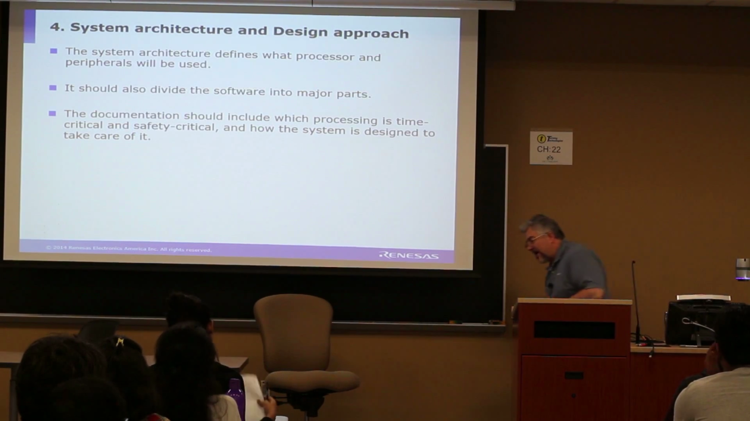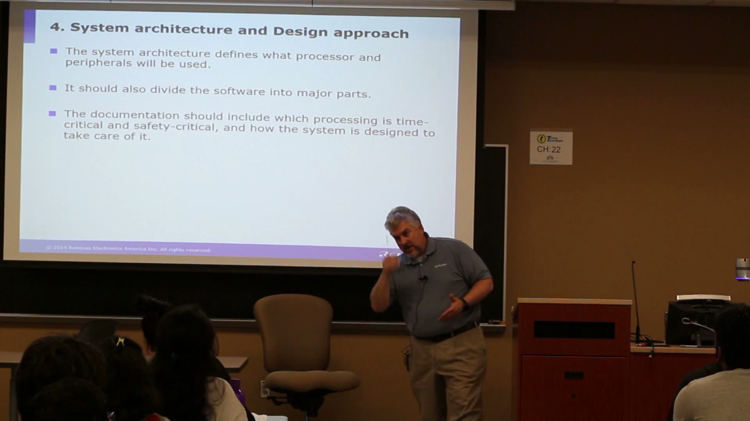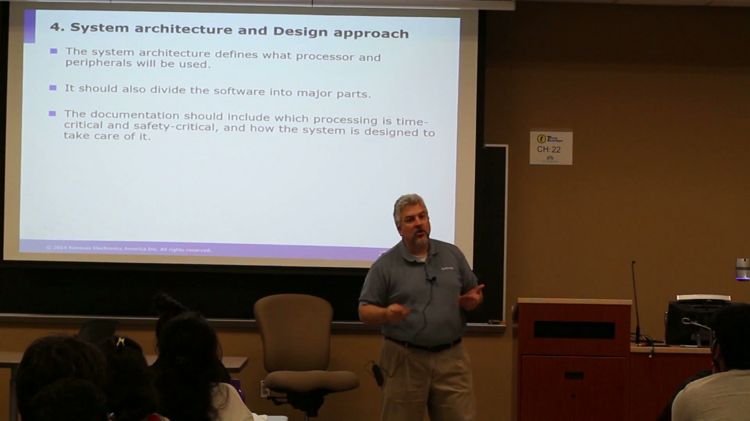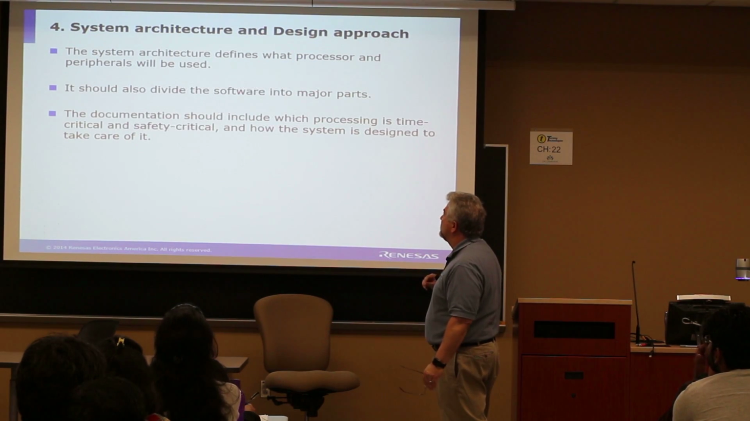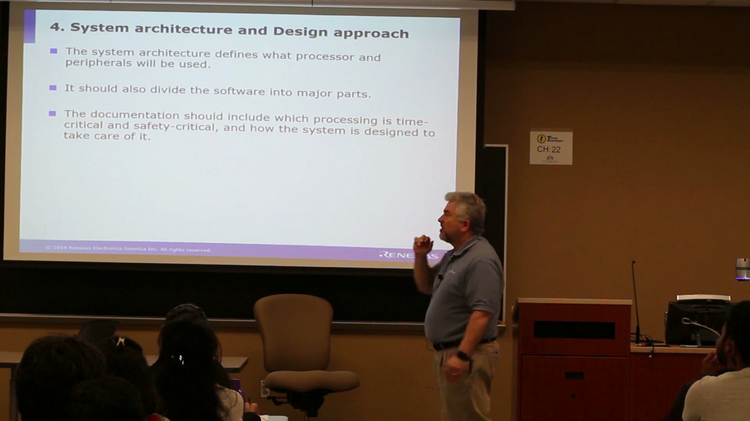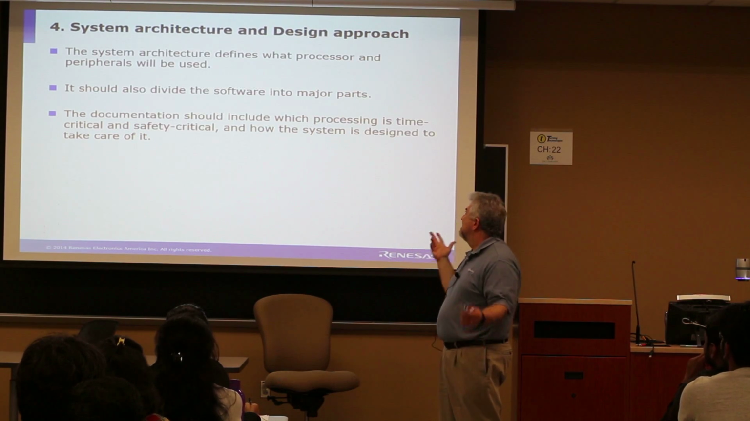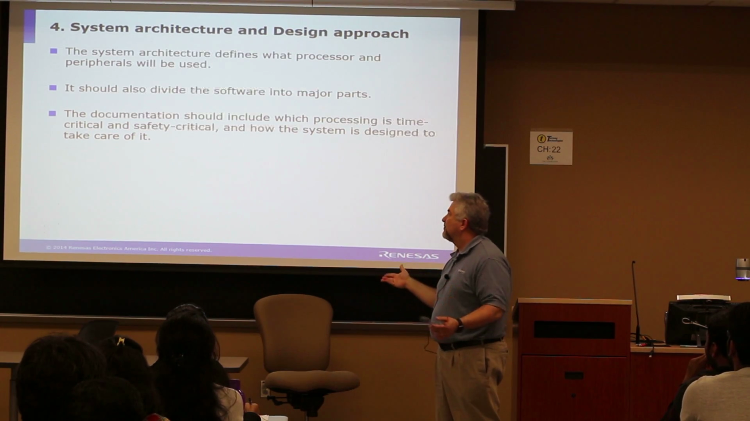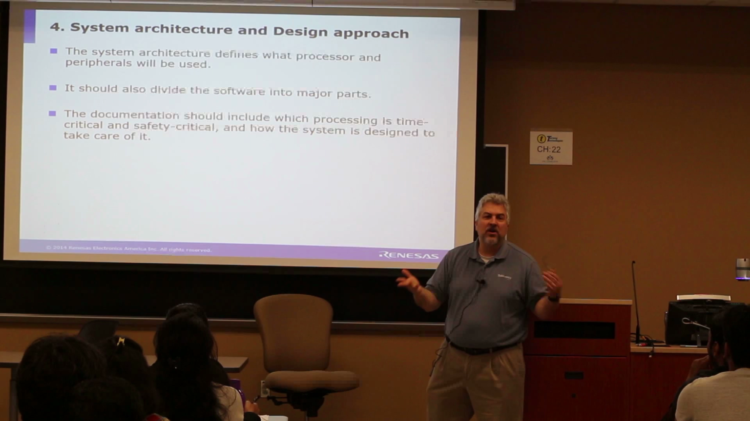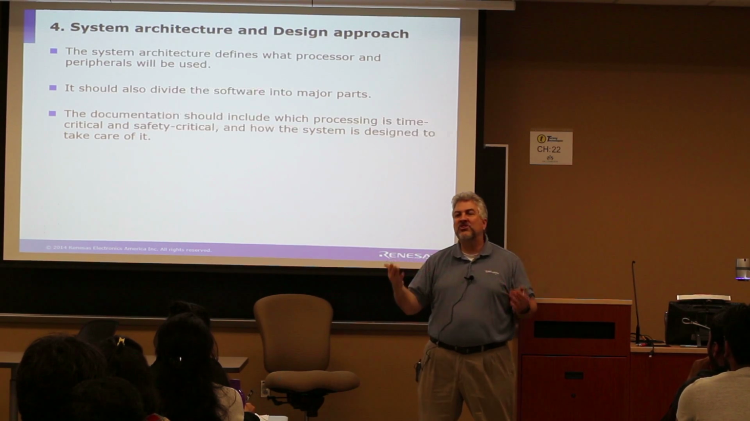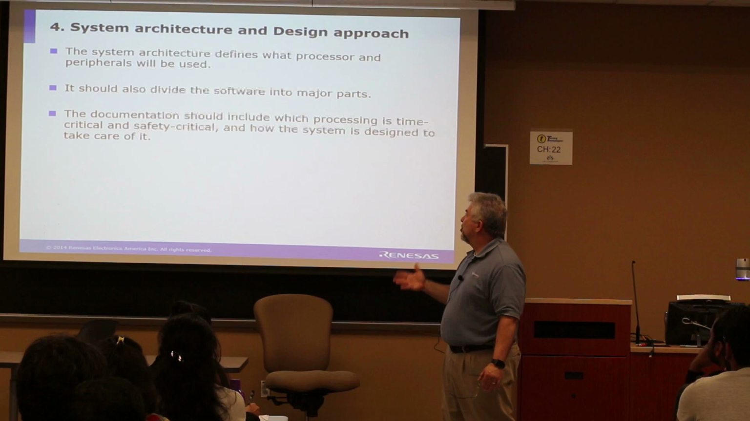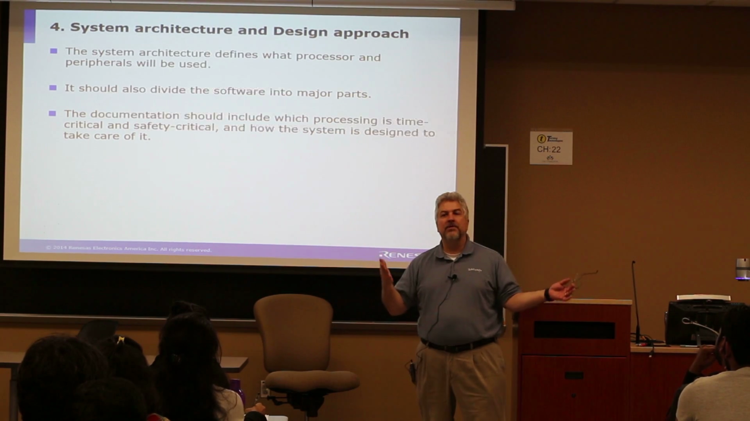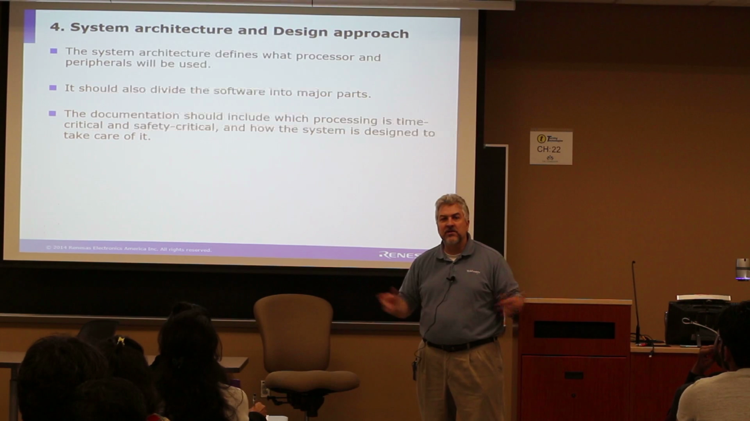So once you have the general requirements, then you do what I call system architecture and design. So the system architecture is going to identify the processor and peripherals. So I should say hardware system. But there's also a software system architecture. So the software system architecture is going to split up the code in different pieces.